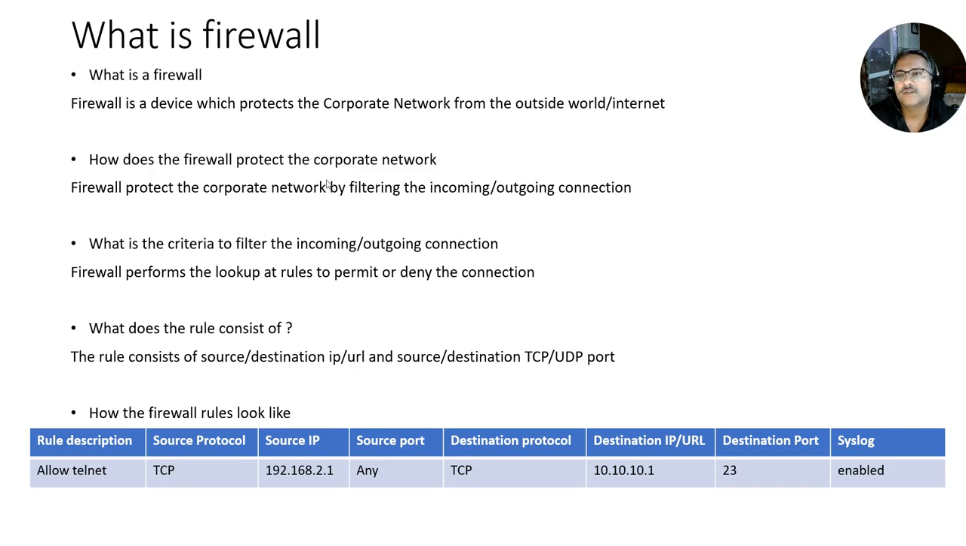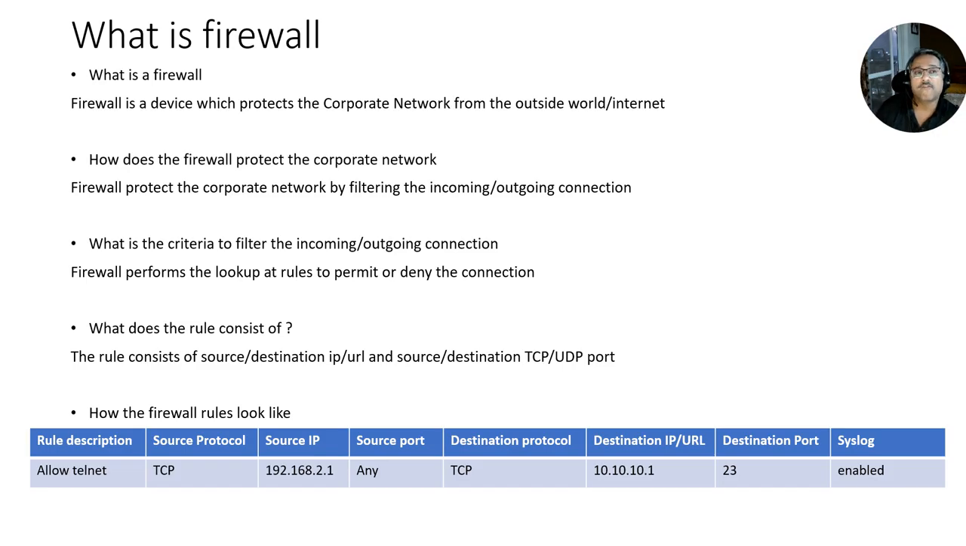So what is a firewall? Basically, a firewall is a device which is used to protect your corporate network or your LAN. Protect from what? Protect from an untrusted network. So what is an untrusted network? The outside world or the internet. So basically, that is what the firewall is used for.